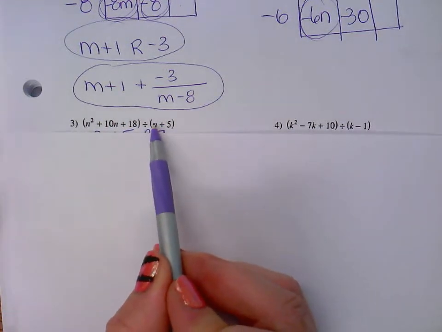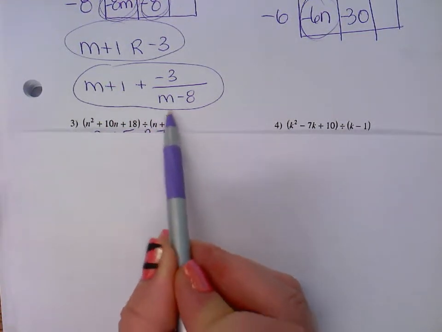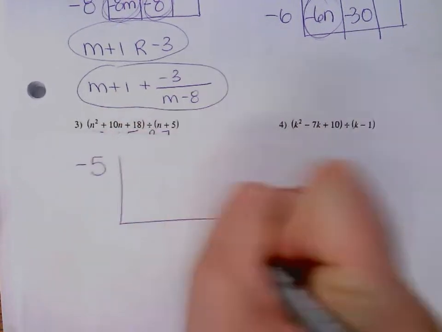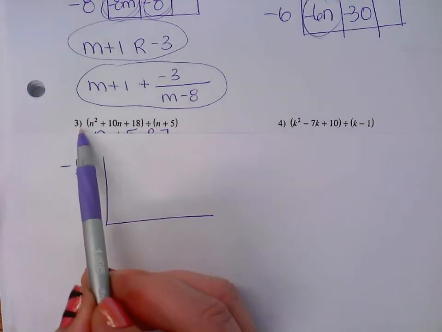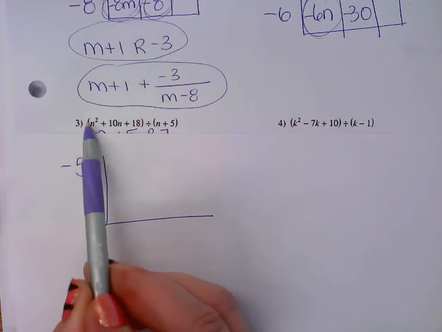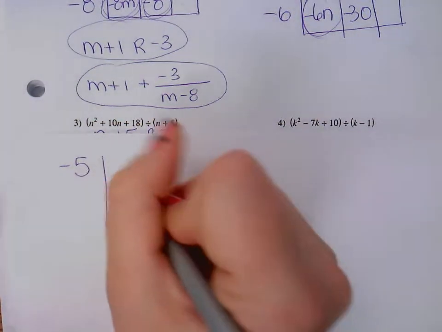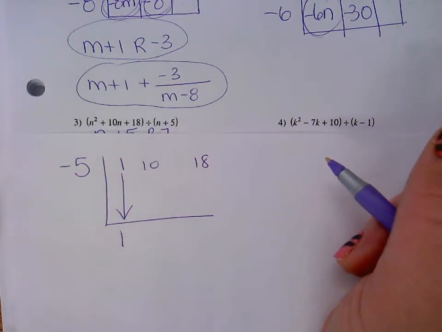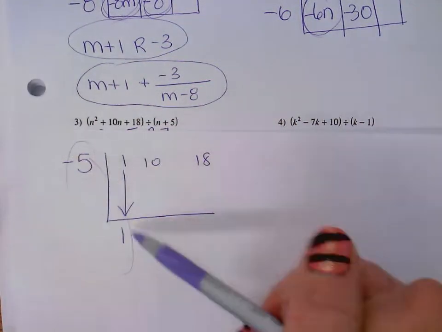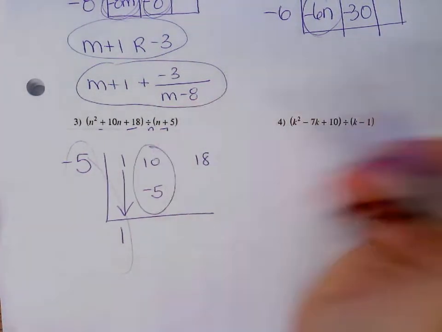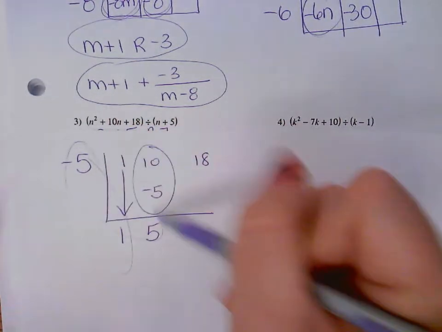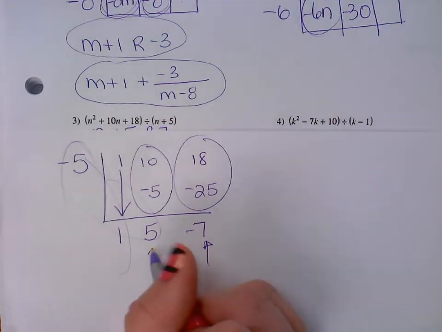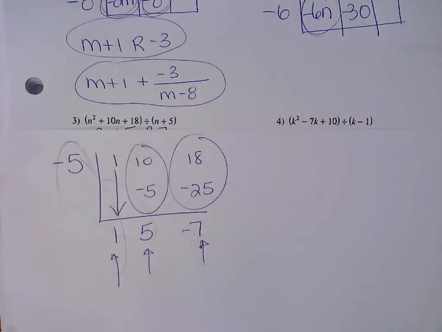So n plus 5, what you do is you take the opposite, or you take the 0. So the 0 would be -5. So you take -5 and you plug it into an array of numbers that are the coefficients of each of these terms. So 1, 10, and 18 in order. Once you have your array of numbers, you bring down the first. So the first number is just a 1. And then you multiply. -5 times 1 is -5. Add them together. You get 5. Multiply, -25. Add them together. You get -7. So that's your remainder, that's your constant, and that's your x. X plus 5 with a remainder of -7.